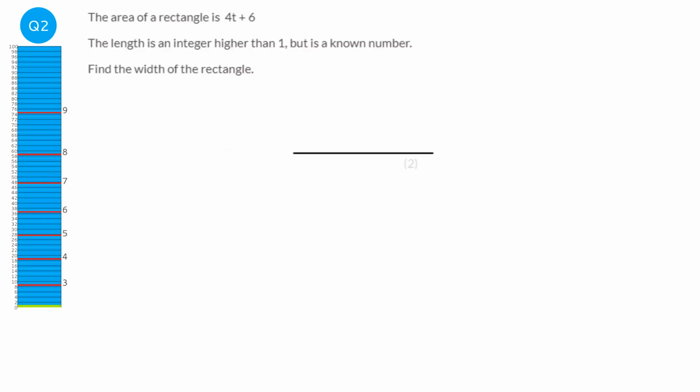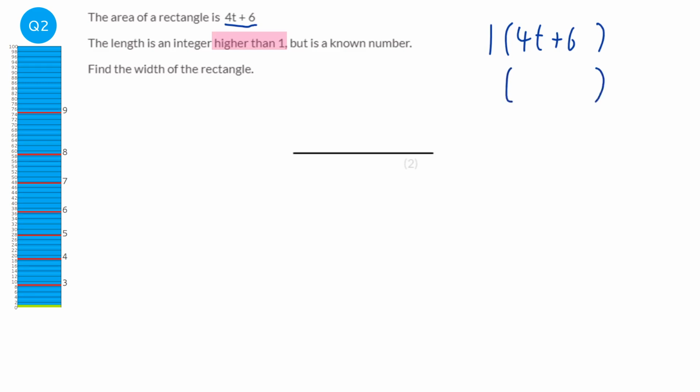So for this question, what we need to do is factorise 4t plus 6. Now, factorise means put it into brackets. So I can actually put a 1 on the outside here. So 1 times 4t plus 6 is 4t plus 6, but the question clearly states that it is higher than 1. So we need to find another number that's higher than 1 to factorise this with.